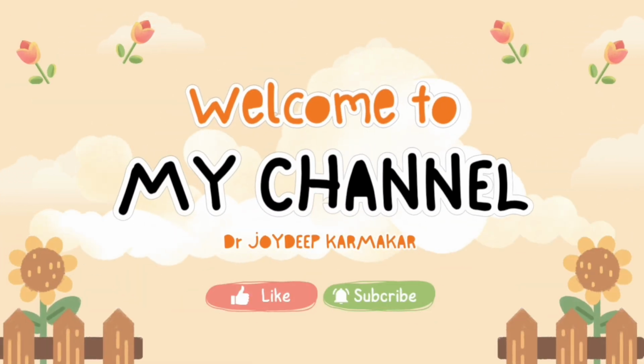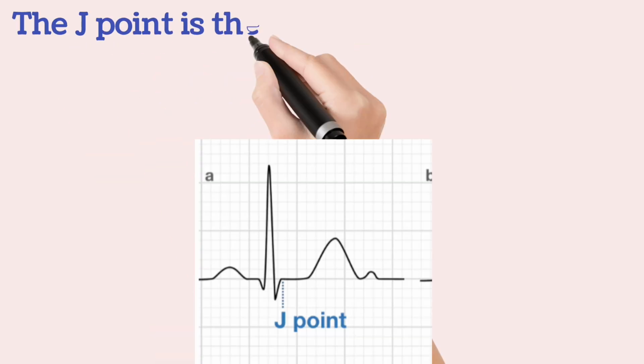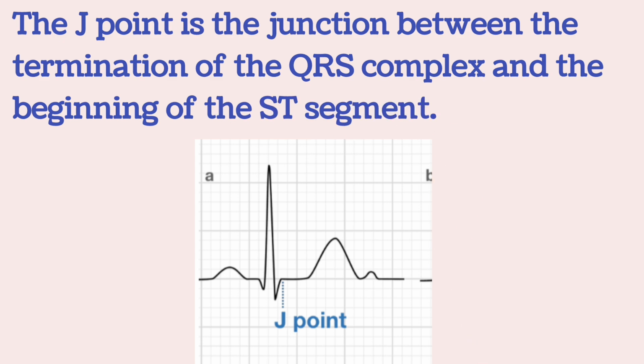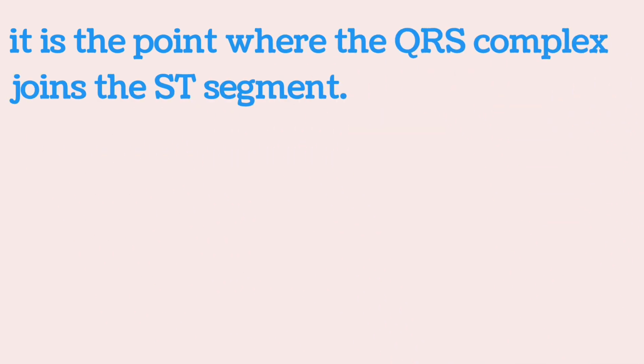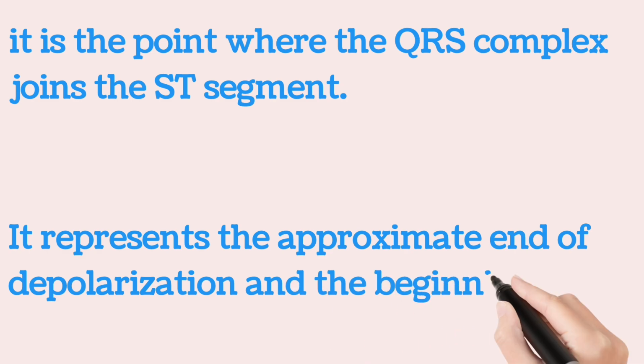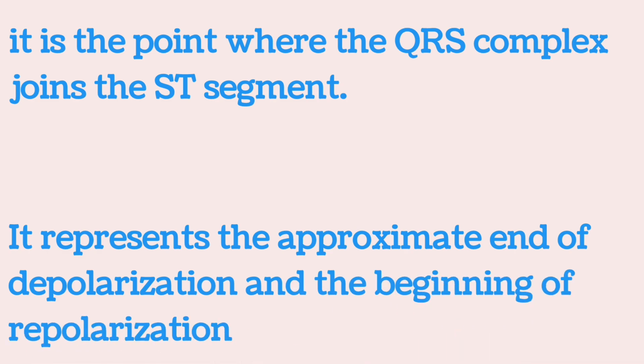J point and J wave. The J point is the junction between the termination of the QRS complex and the beginning of the ST segment. J point or junction point in ECG is the point where the QRS complex joins the ST segment. It represents the approximate end of depolarization and the beginning of repolarization.